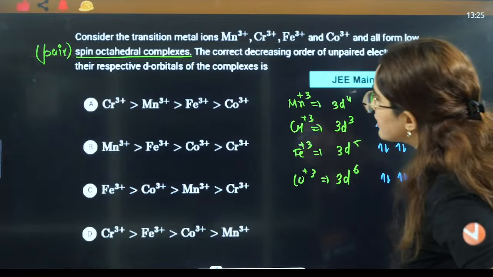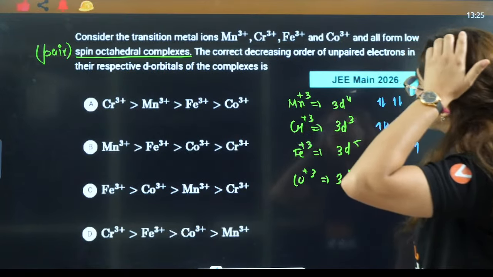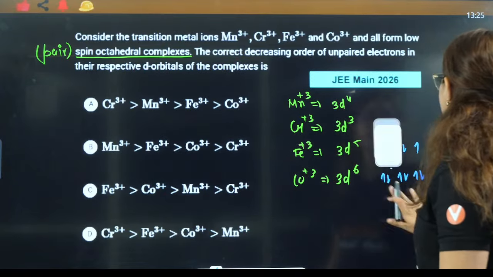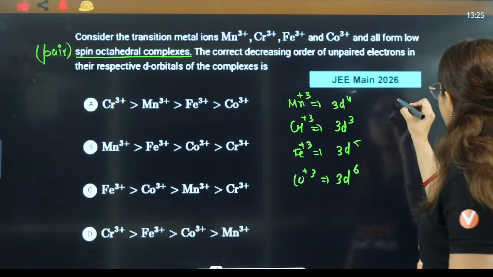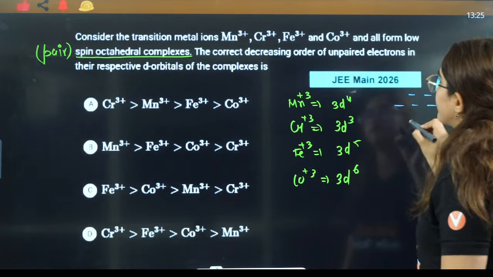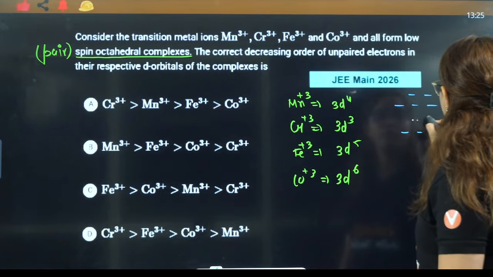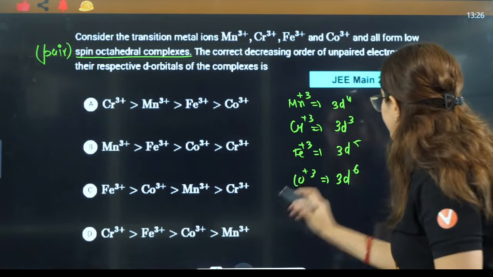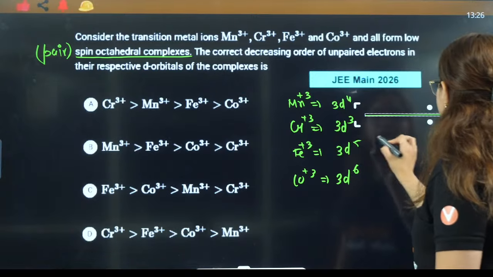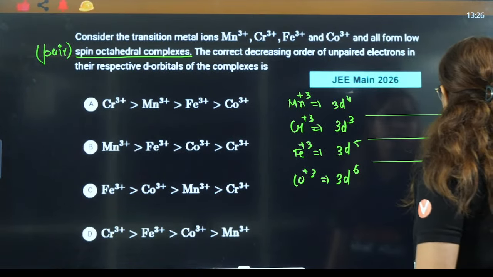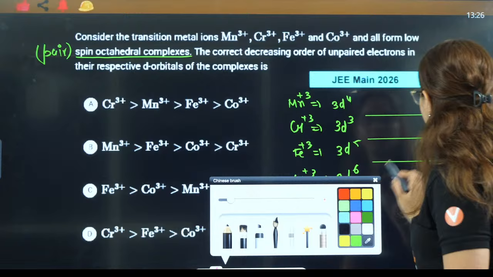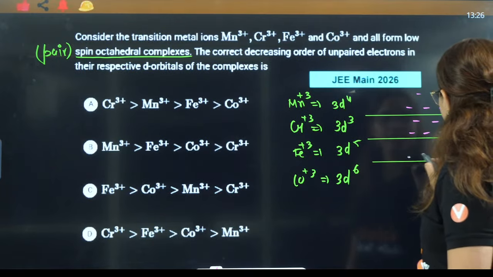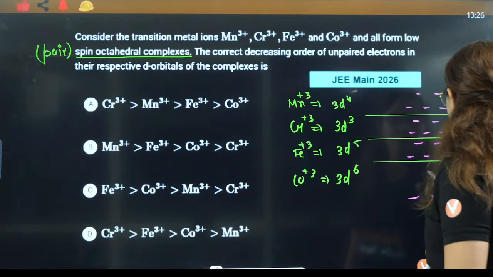Wait a minute. They are saying consider all are forming low spin octahedral complexes. Let me write it out. I'll just split it into parts: 1, 2, 3, 4, 5 and so on for each of the complexes.